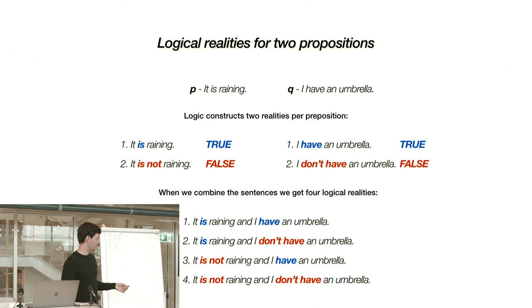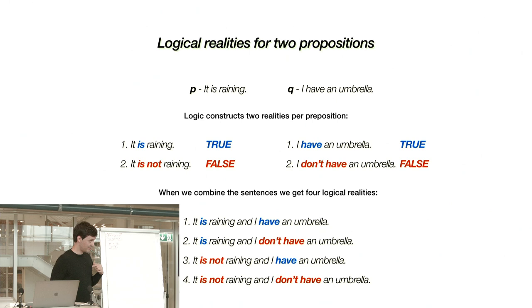And then for I have an umbrella, imagine a world where you have an umbrella and a world where you don't have an umbrella. So these two sentences then can answer to these four logical realities by true or false. And if we combine two sentences, for example, it's raining and I have an umbrella, into one, so this is now one sentence, then we get four logical realities.